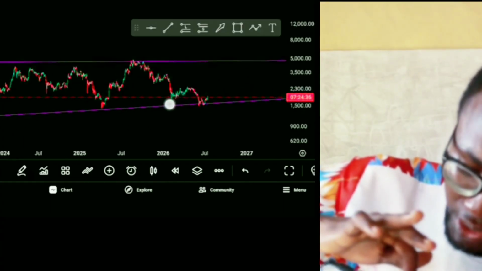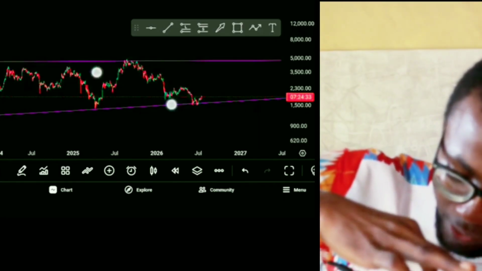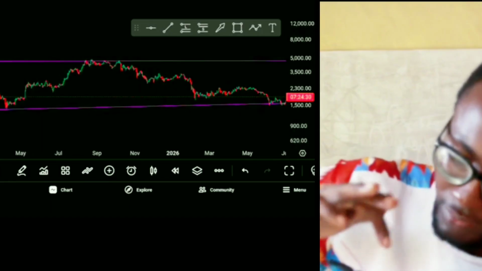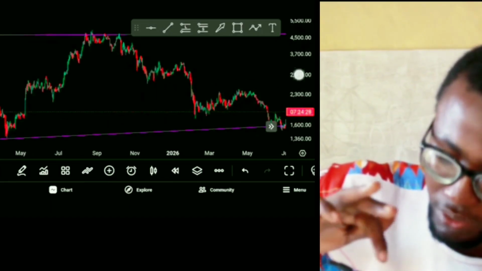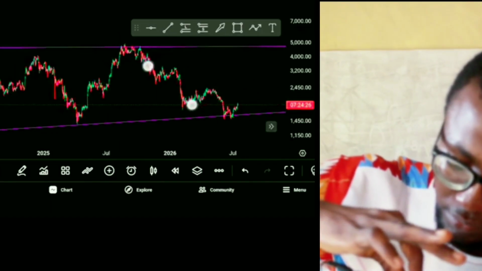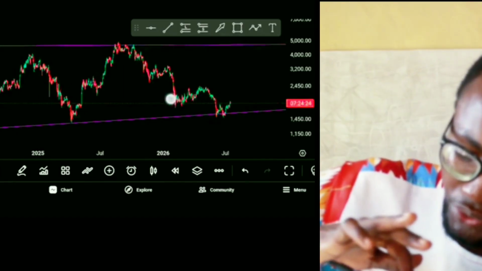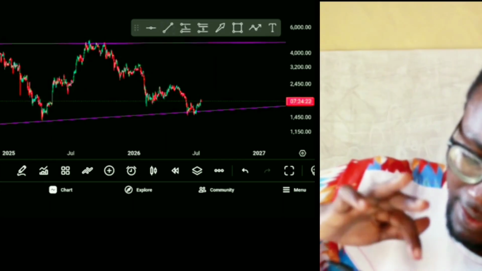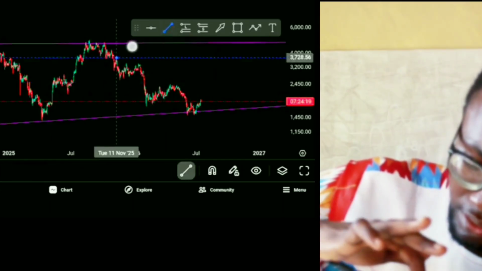That was the weekly time frame. Then now let's draw our 1 day time frame. If you look at this 1 day time frame now, you will notice something, that this is a downtrend.